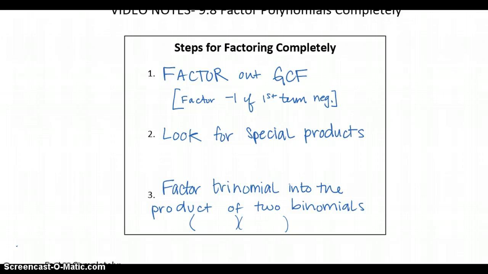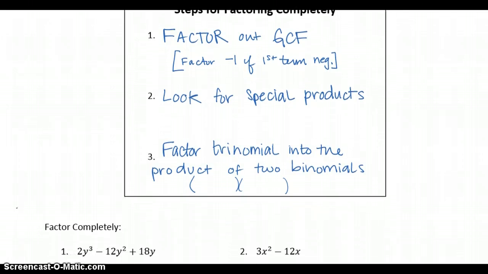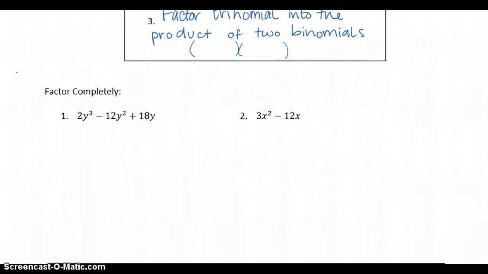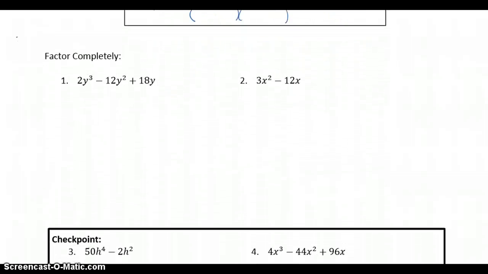So we're going to go on to do an example of what it means to factor completely. Number 1 says to factor completely the polynomial 2y cubed minus 12y squared plus 18y. So my first step is to see if I can factor out a greatest common factor. Here, my greatest common factor of all my terms is 2y. I can factor out a 2 of every term and a y out of every term.